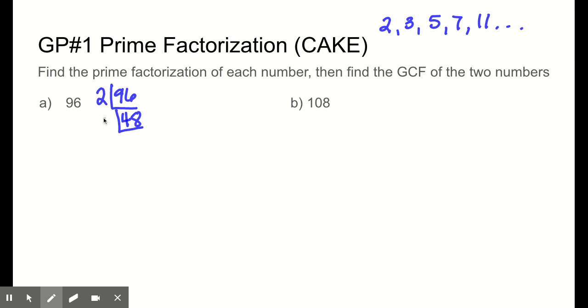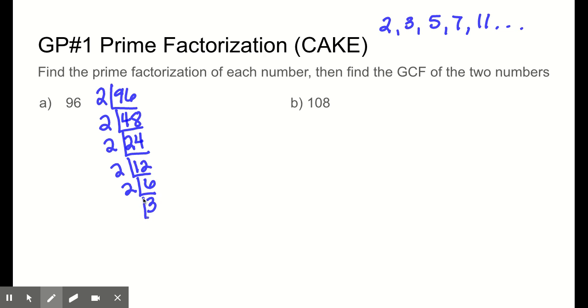Then I'm going to divide 48 again by 2, if possible. 48 divided by 2 gives us 24. Can I divide 24 by 2? It's still an even number, so I can still divide it by 2. 24 divided by 2 gives us 12. Still divide by 2 if possible. 12 is divisible by 2. 12 divided by 2 is 6. 6 divided by 2 is 3.